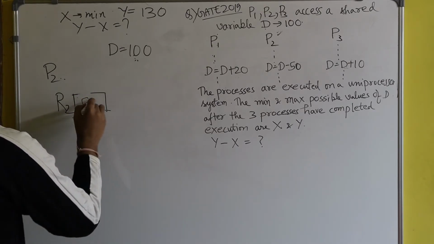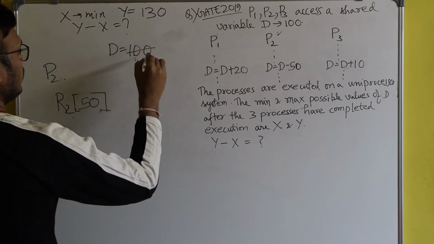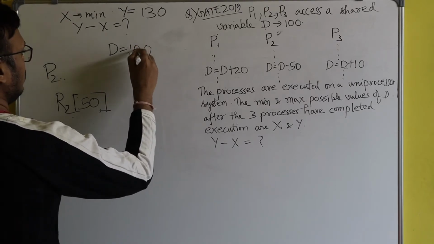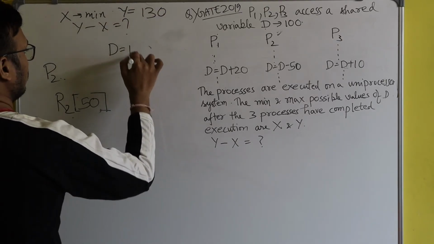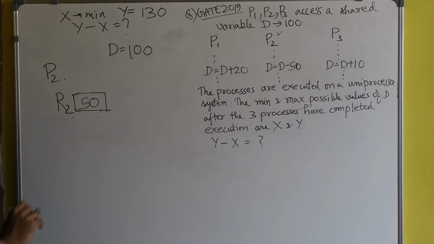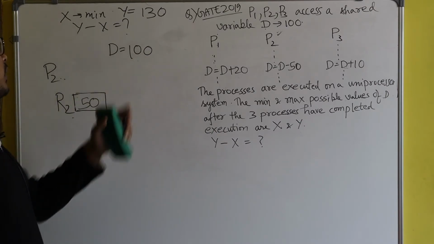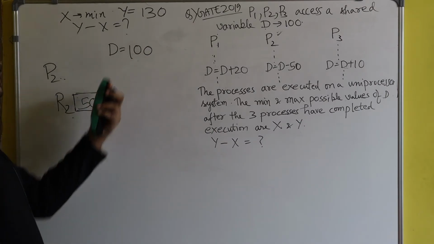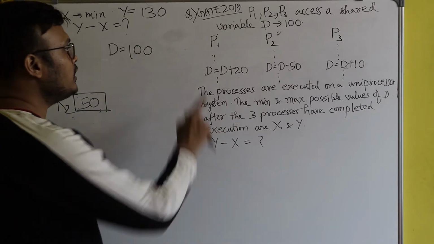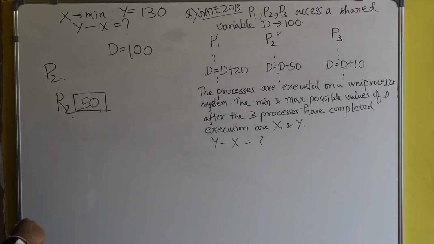So now this value has to be stored back to the variable d, but before R2 could store this value to variable d, a context switching happened, fine. And now CPU is given to process P1.